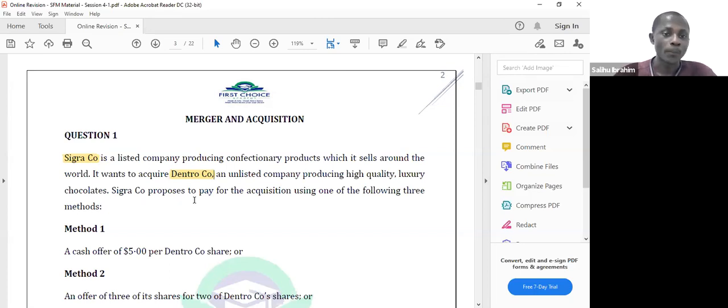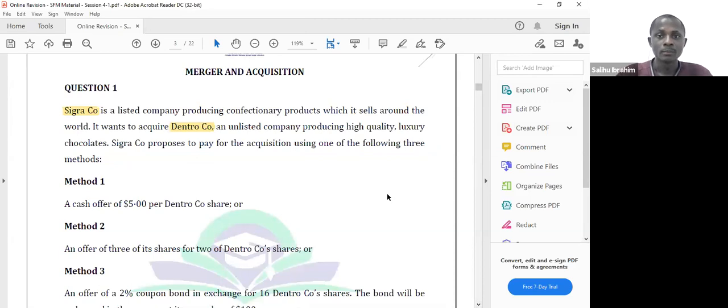Sigraco proposes to pay for the acquisition using one of the following three methods. What are the methods? Method one, a cash offer of $5 per Dentroco share. Meaning that the company is proposing that for 1 unit of Dentroco share, we want to pay $5 to acquire it. That is the purchase consideration.